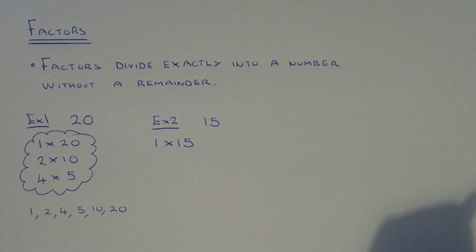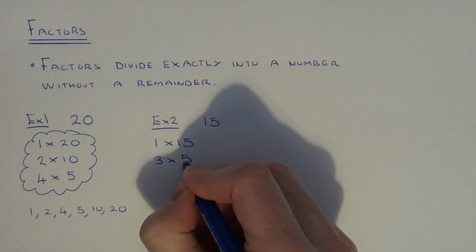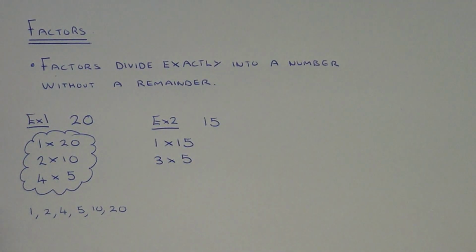2 doesn't work. So our next times table is the 3's. So let's do 3, 6, 9, 12, 15. So that goes 5 times. So 3 times 5 is also a factor pair. Next times table is your 4's. Let's see if that works. 4, 8, 12, 16. No, 4 doesn't work.